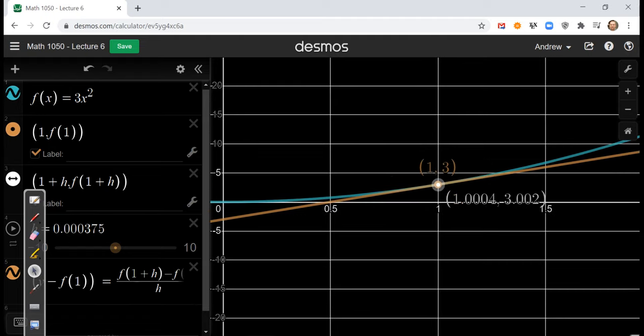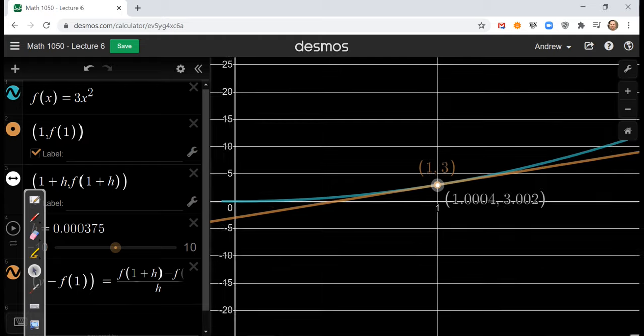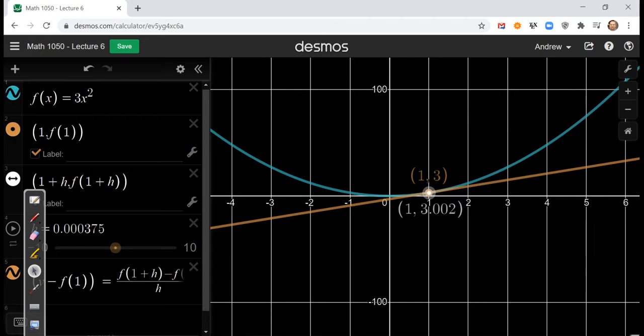When you look at this scale, the two points look like they're hovering on top of each other, right? The white point, 1.0004, looks like it's identically over 1.3. We know that's not the case because there is a difference of the x-coordinates, but they look like they're the same point. And so when you zoom out farther, that orange line, which was a secant line, actually looks like what we call a tangent line. What is a tangent line? A tangent line is a line that touches the graph only at a single location. Just one location do they touch. And we get a tangent line. But this isn't really the tangent line. This is a secant line.